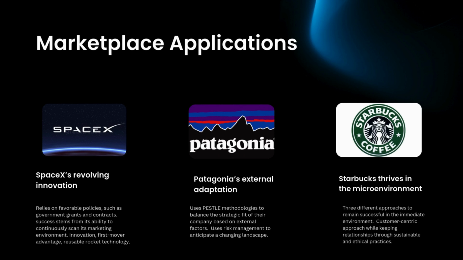Moving on to Patagonia, they harness the capability of PESTLE methodologies in order to identify how they fit in a market according to these external forces, utilize risk management to stay ahead of a dynamic landscape, all the while making sure they stay true to their company values throughout the process. Lastly, for Starbucks, they follow 3 of their own unique ways to excel in the immediate environment. They start by focusing on the consumer and have the highest attainable service directed towards wealthier people and families. Then they try to maintain these relationships through consistent delivery and ethical and sustainable practices, as well as keeping frequent innovation of their technology and menus through seasonal releases of products.